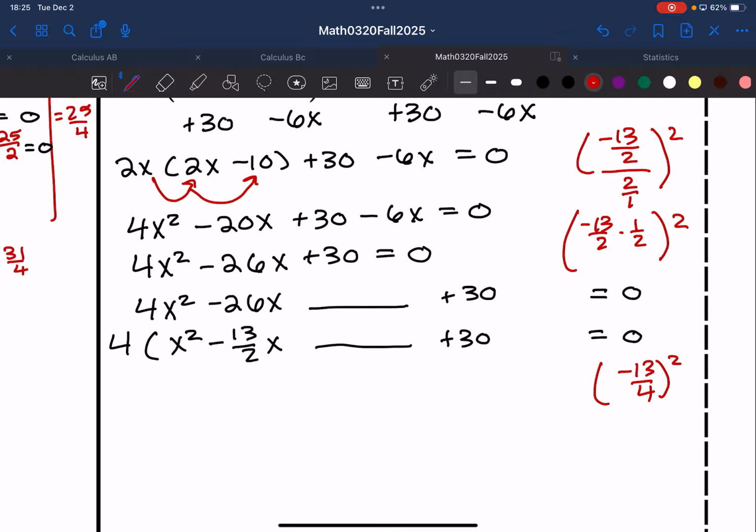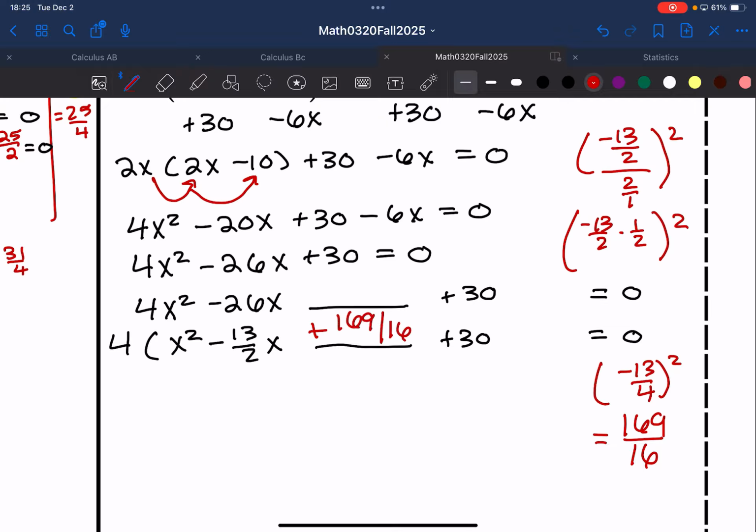And I'm just going to have to square each individually. So what's negative 13 squared? 169. And what's 4 squared? 16. I don't think I can reduce that. I think that's just what it's going to be. 169 over 16. So we're going to... No, there's 2 negatives. Correct. So we're going to add 169 over 16.